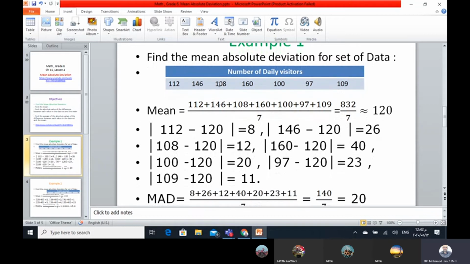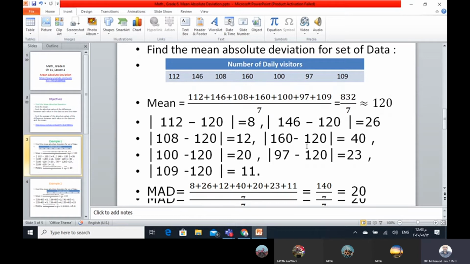Then I can write here 108 minus 120 will be minus 12, through absolute value will be 12. Then 160 minus 120 will be 40. Then 100 minus 120 will be minus 20, through absolute value will be 20. Then 97 minus 120 will be minus 23, through absolute value will be 23. The last value here, 109 minus 120 will be minus 11, through absolute value will be 11. This is the second step.